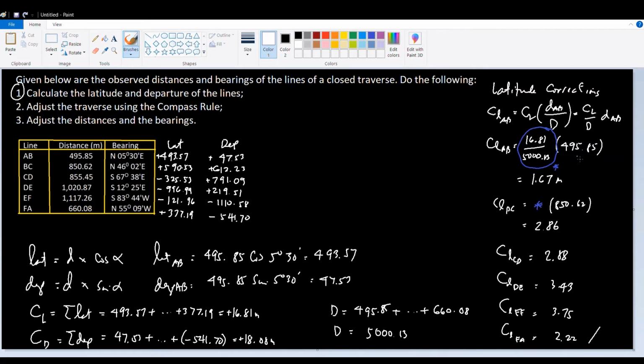Let us check the sum. It gives 16.81. Yes, that is the total. So we can tabulate these values, the correction for the latitude.